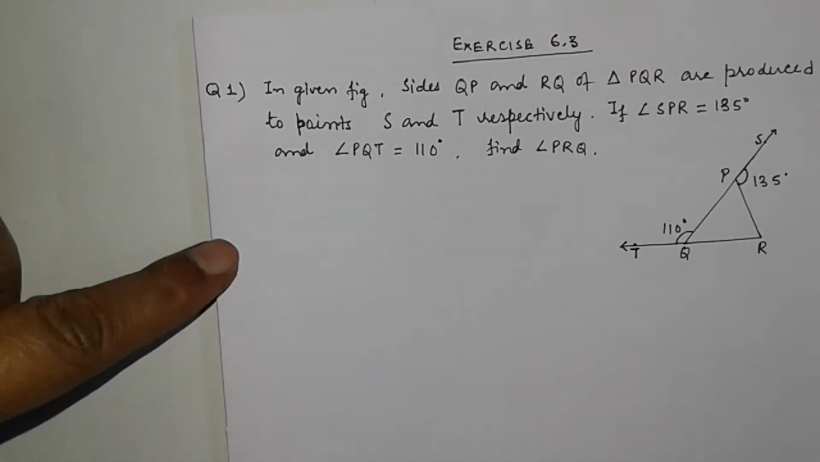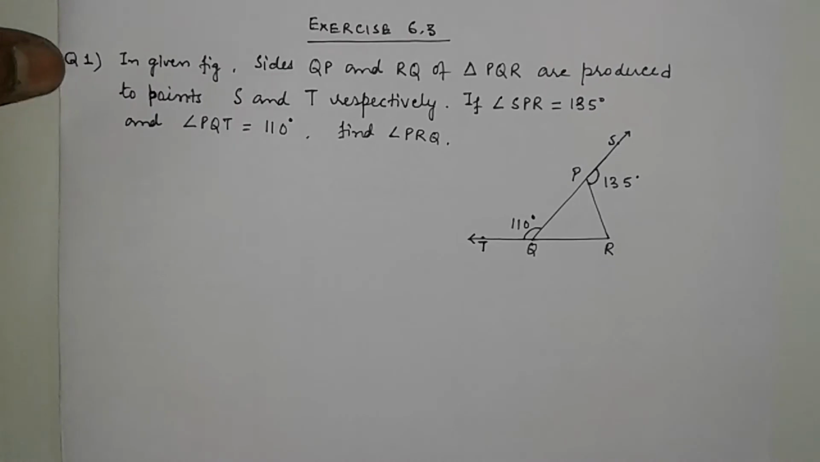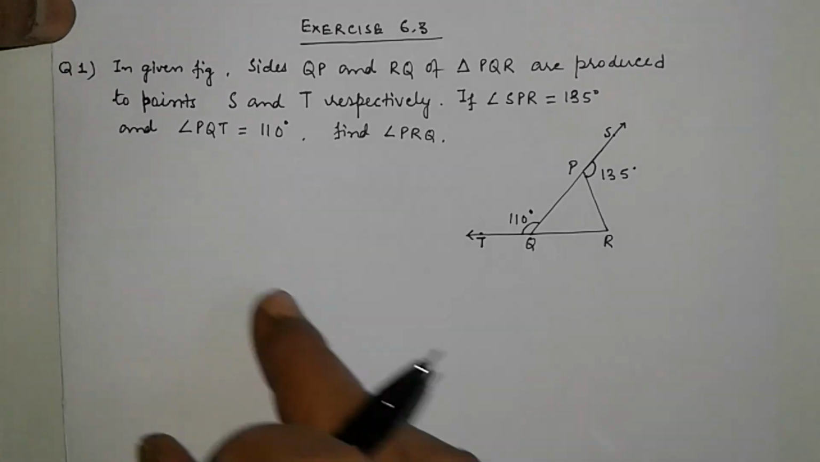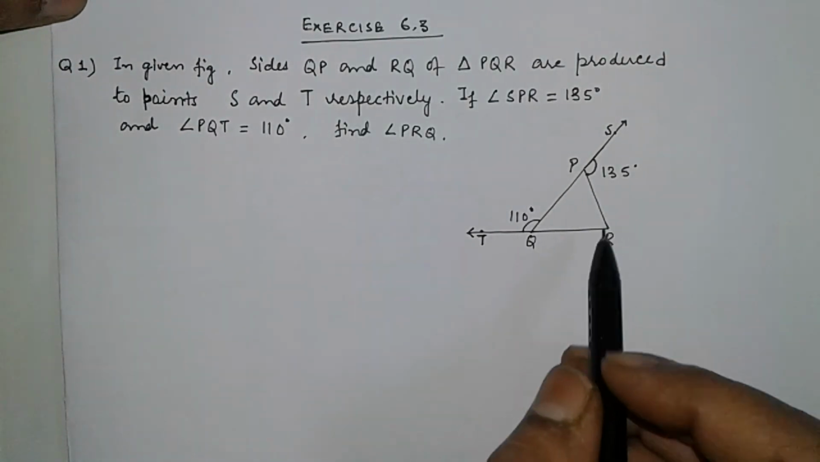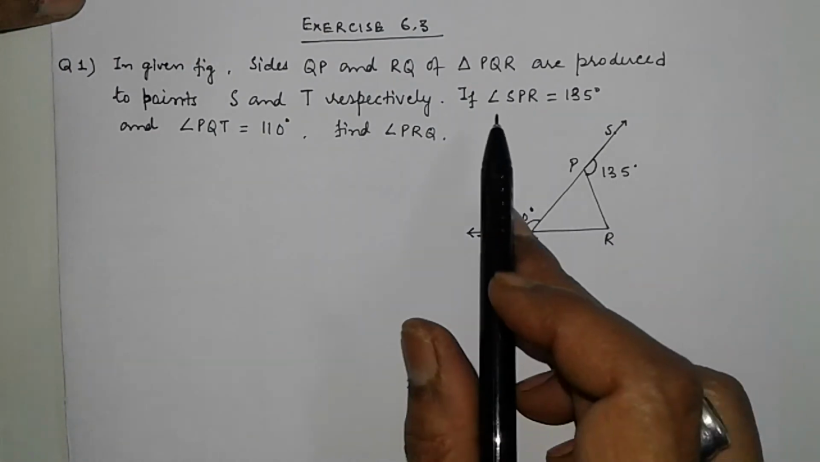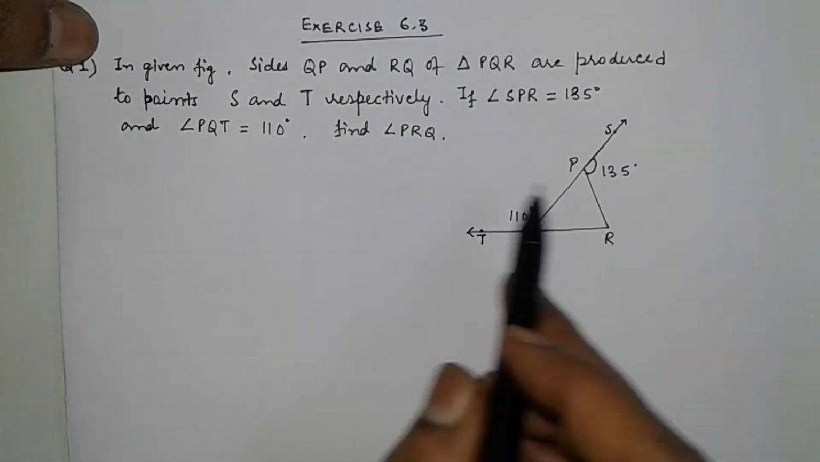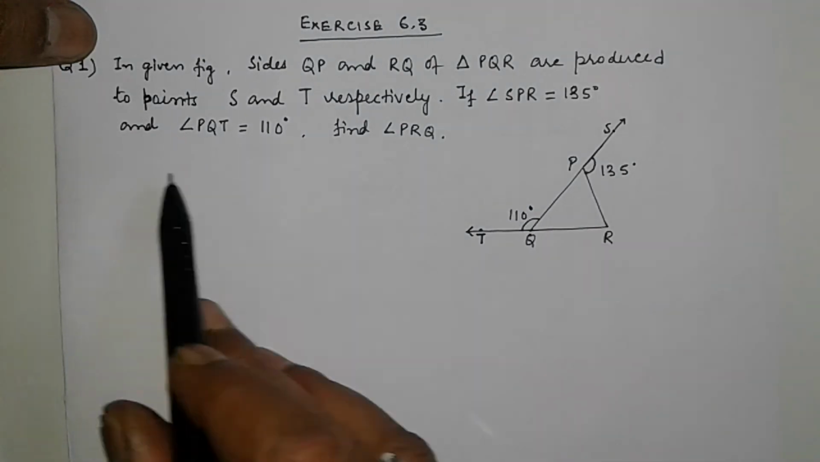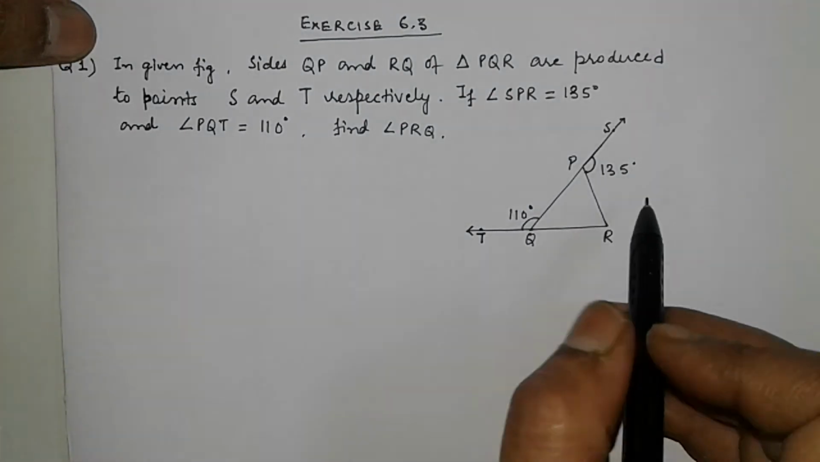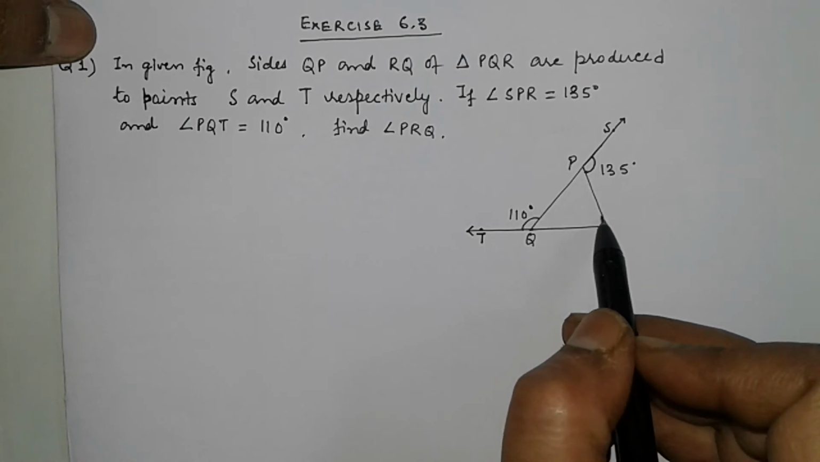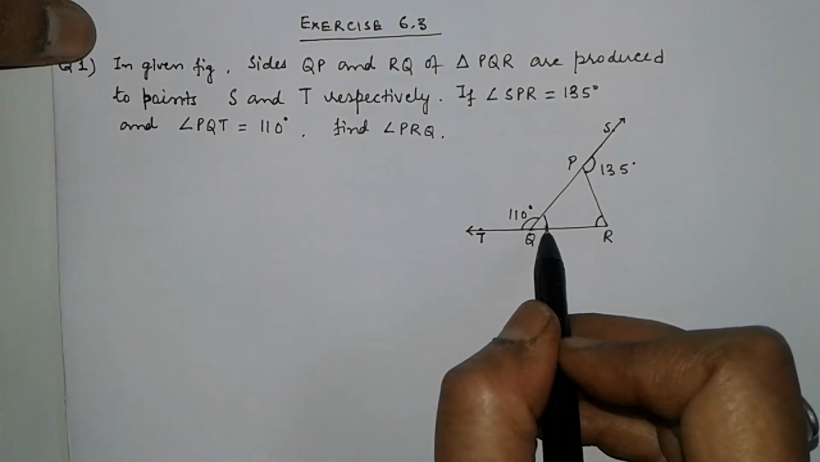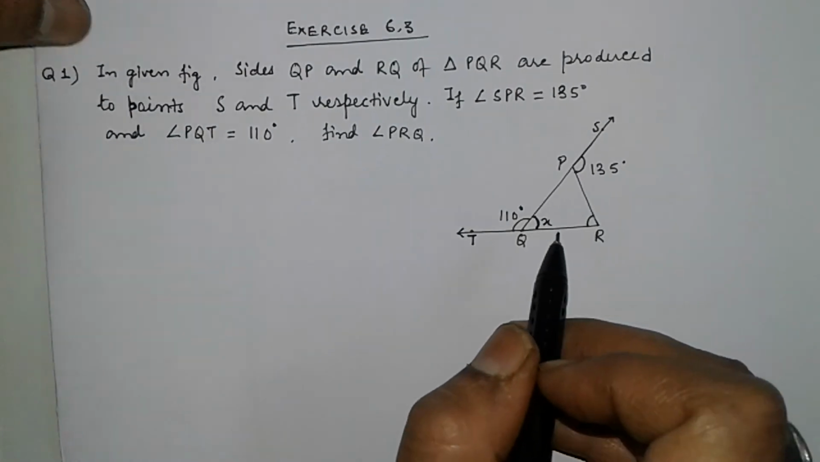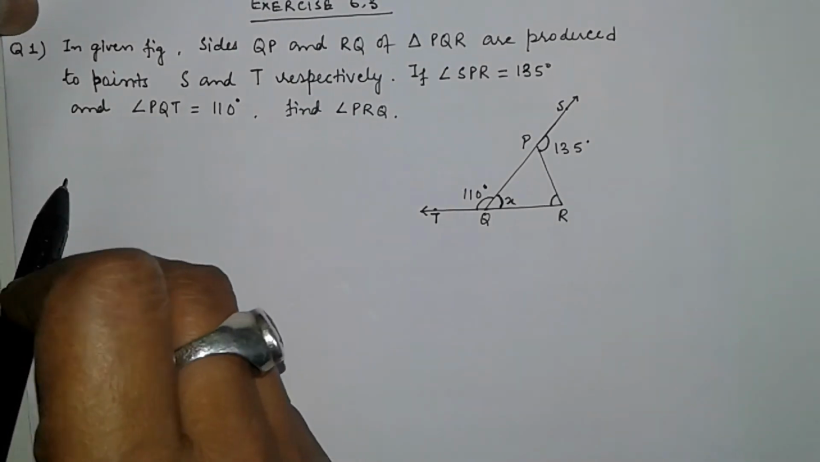Now we'll take some questions from exercise 6.3. The first question: in the given figure, sides PQ and RQ of triangle PQR are produced to points S and T, and the angle is given as 135 degrees, and we have to find the value of angle PRQ. Suppose this angle is X. So the solution we can do like this.